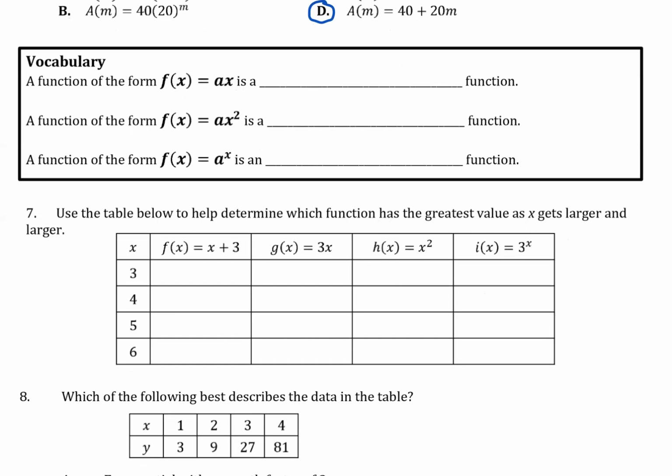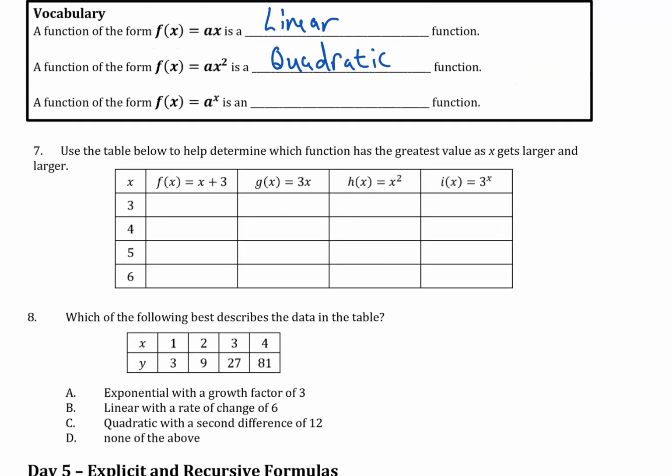This last part, we're going to talk a little bit of vocabulary here. A function in the form of f of x is equal to a sub x, this would be considered a linear function. A function in the form of f of x equals ax squared, this is what we would call a quadratic function, and a function in the form f of x is equal to a to the x, we would consider this one to be called an exponential. Oops, gotta learn how to spell some days. Exponential.